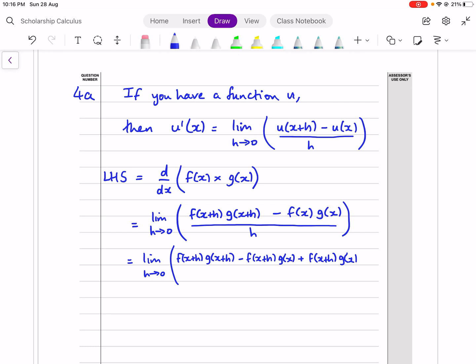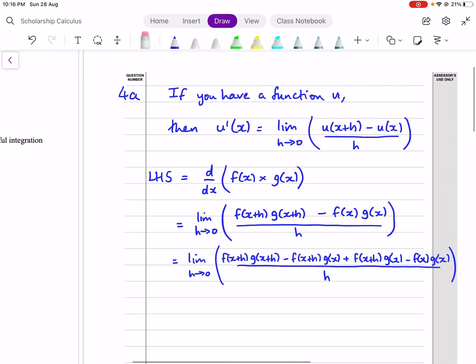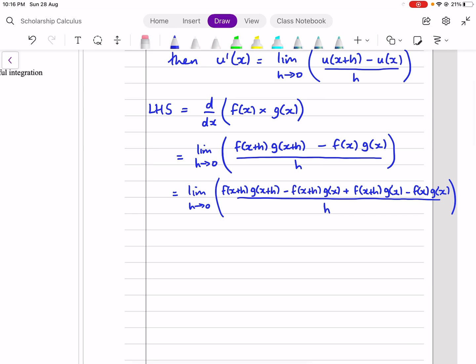And there is a reason why I've done this. That right-hand side that we're aiming for has two terms in it. It has a derivative in the first part and has a derivative in the second part. So I actually want to turn it into 4 terms. So play around a little bit with this.